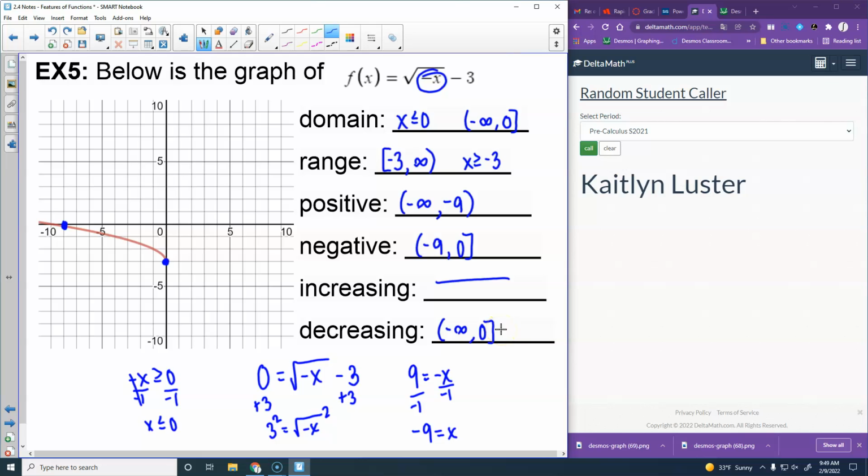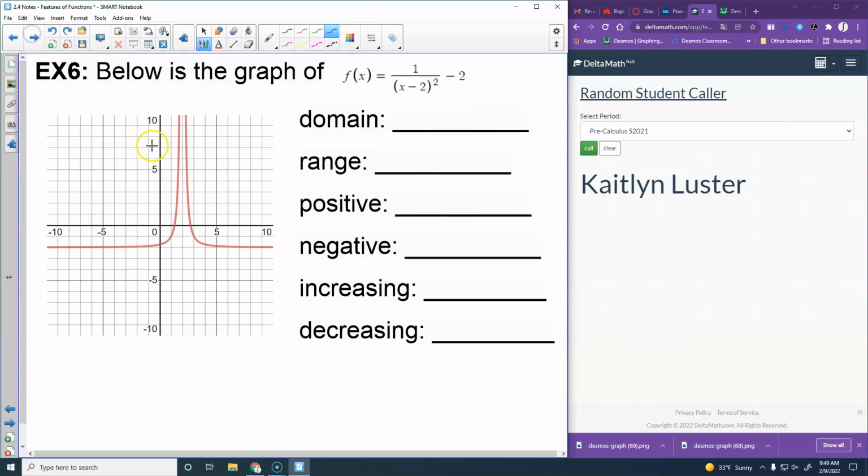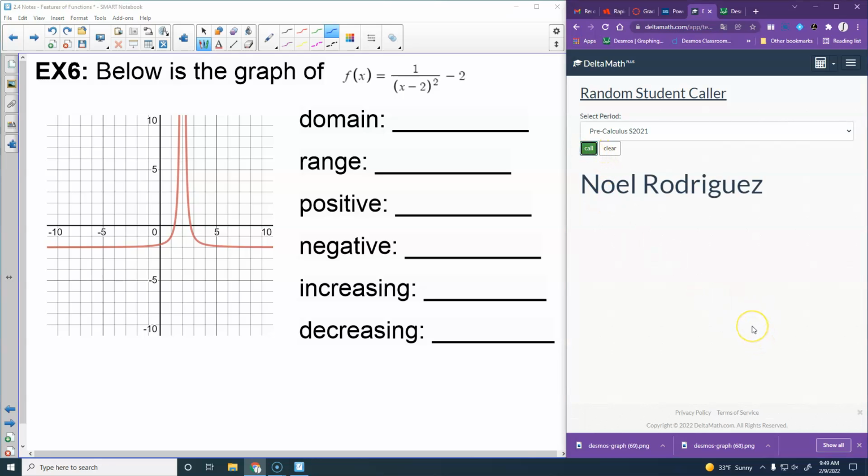There could be some debate on increase. In calculus, we do this a lot, and my calculus teacher told me for increasing and decreasing to always use parentheses, because at those places either where you're switching or endpoints, it's not doing either one. But a lot of textbooks and other people will say to use brackets sometimes, so I'll accept either one there. Okay? All right. Well, let's move on. Let's see. For this one, Noel, what would our domain be for this graph here?